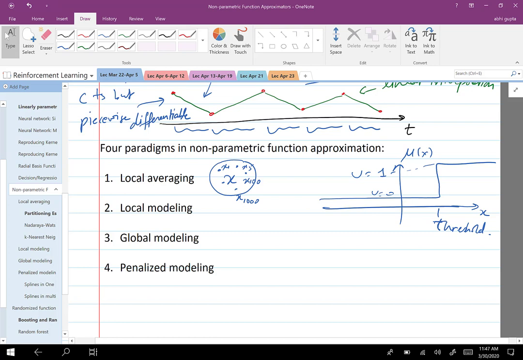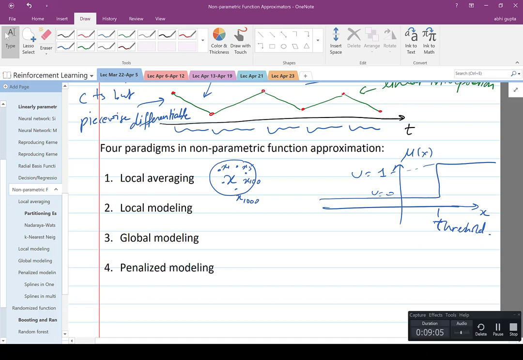And then penalized modeling attempts to add certain constraints to the function that you are trying to optimize. So we'll talk a little bit about penalized modeling, and we'll do spline regression in order to better understand the idea of penalized modeling. So with this, let's move on to the local averaging paradigm of non-parametric function approximation.